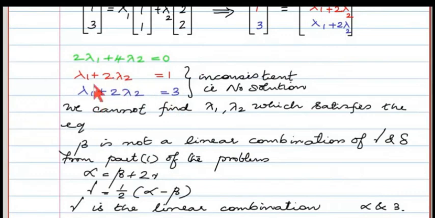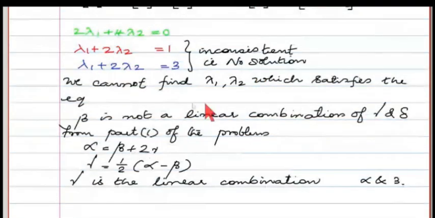So look at the last two equations. Lambda 1 plus 2 lambda 2 equal to 1 and in another equation we got lambda 1 plus 2 lambda 2 equal to 3. So the LHS is the same but the RHS is different. That means we cannot have such an equation. So this is an inconsistent system of equations, which means no solution exists. We cannot find lambda 1 and lambda 2 which satisfy the equations. Therefore beta is not a linear combination of gamma and delta.